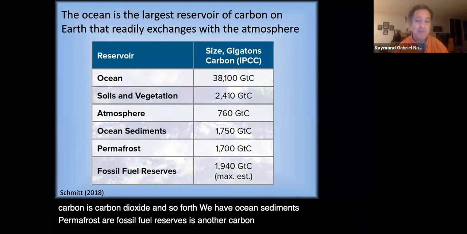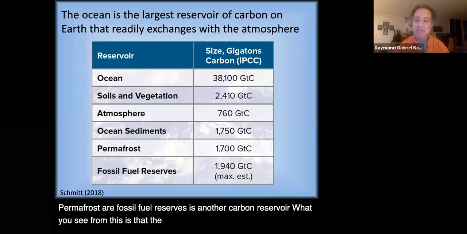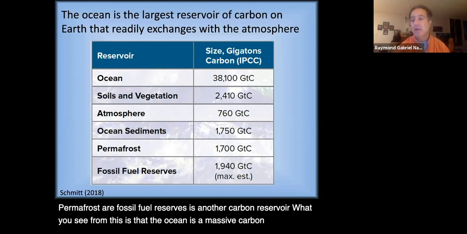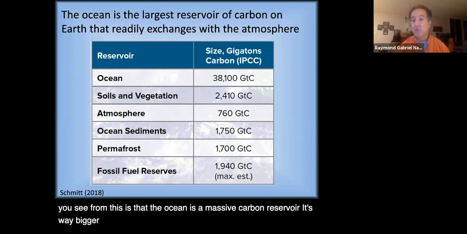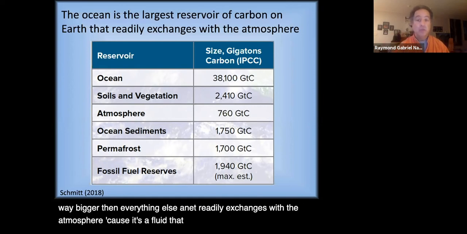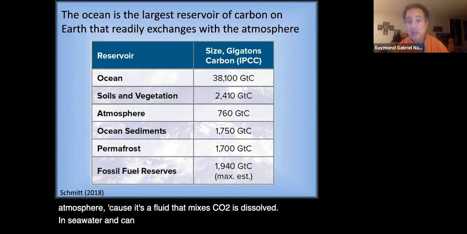Our fossil fuel reserves are another carbon reservoir. What you see from this is that the ocean is a massive carbon reservoir. It's way bigger than everything else. And it readily exchanges with the atmosphere because it's a fluid that mixes. CO2 is dissolved in seawater and can be released from seawater.